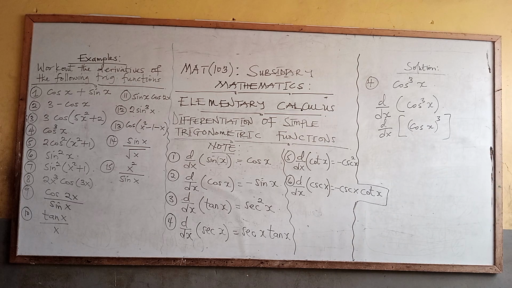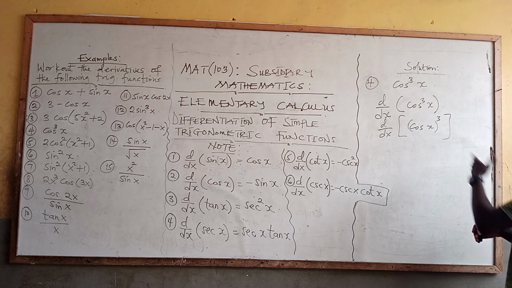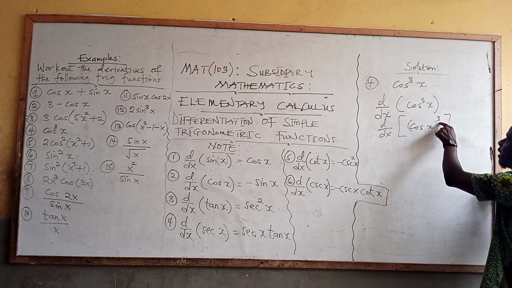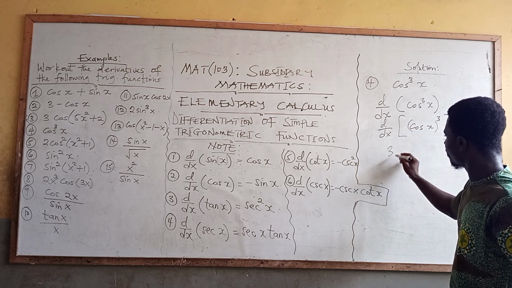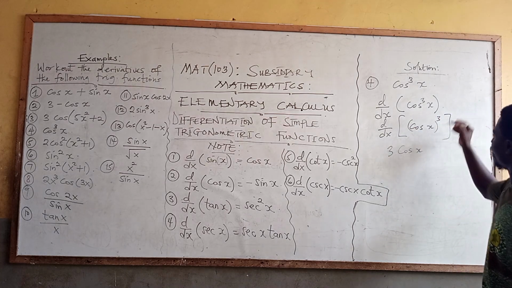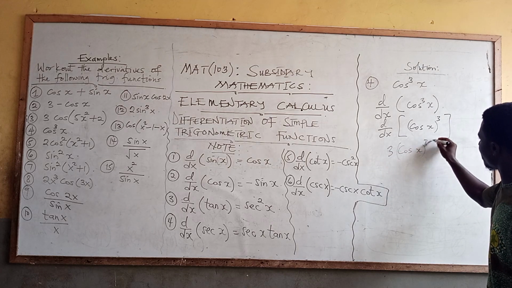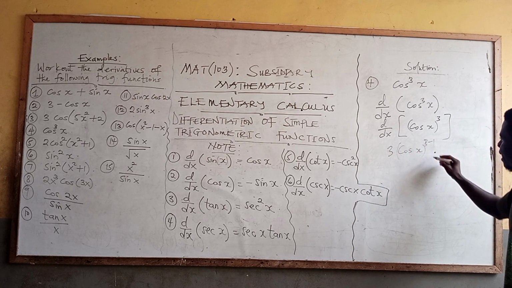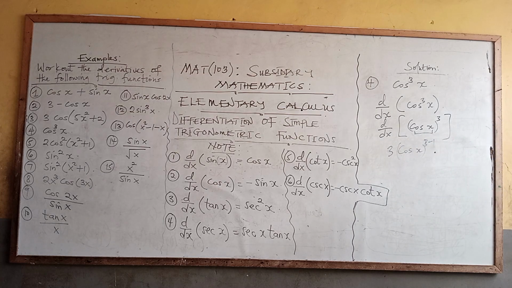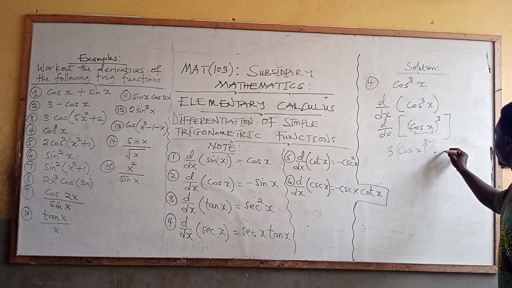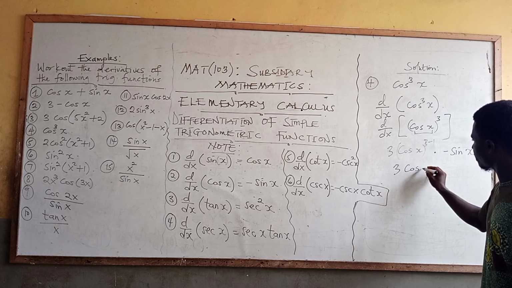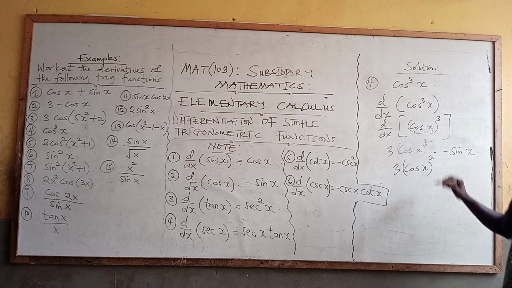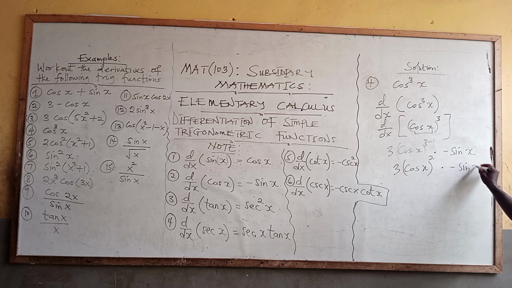Don't forget, we can use the chain rule here. Or better still, if you don't want to use the chain rule, I told you a technique. This 3 multiplies that, so it drops. So 3 times cos x, then we subtract 1 from the exponent, then times we differentiate cos x. When you differentiate cos x, you get minus sine x. So I get 3 (cos x) to the power of 2, then times my minus sine x.